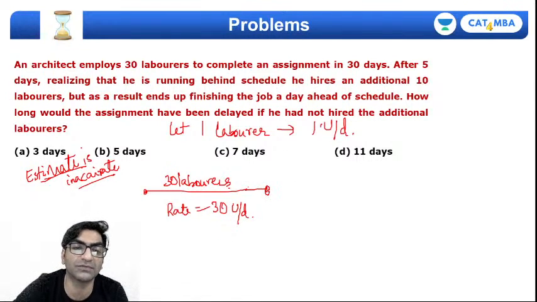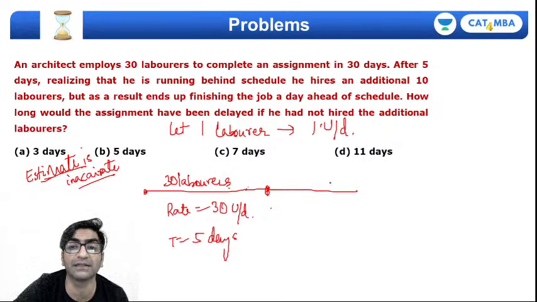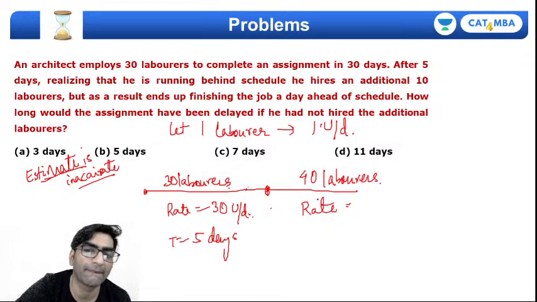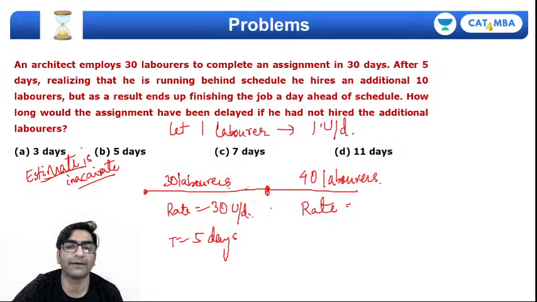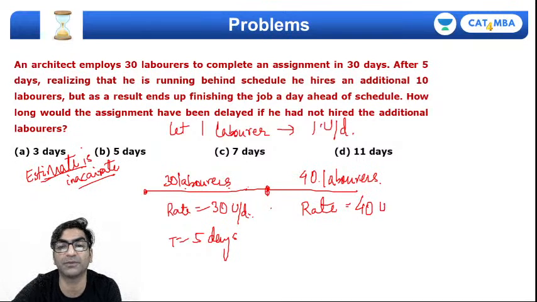So he first works with these 30 laborers for 5 days, and at that point he realizes, oops, I'm running behind time. So he hires additionally 10 laborers, which means the laborers become 40. So now you have 40 laborers, and their rate is still 1 unit every day. So their rate is still going to be 30, and 30 is the work rate for 30 laborers. So rate for 40 laborers will be 40 units per day, right? And by hiring these additional 10 laborers, he ends up finishing it 1 day ahead of schedule.